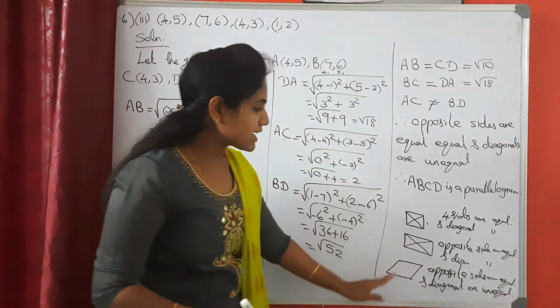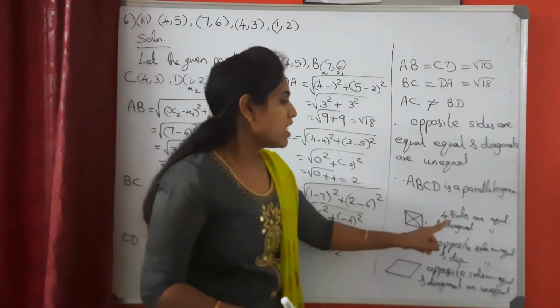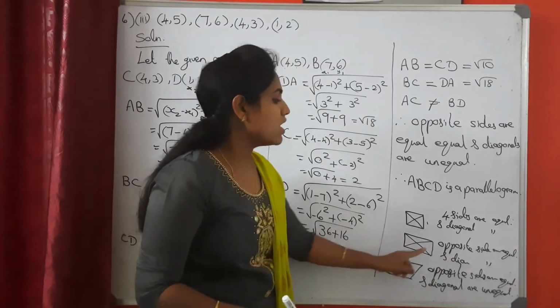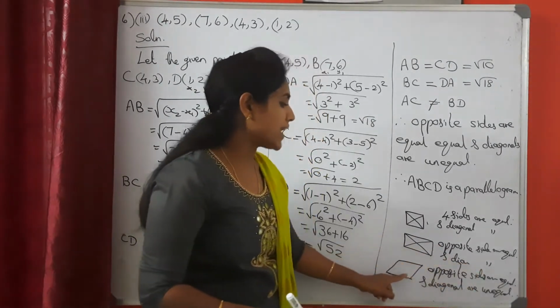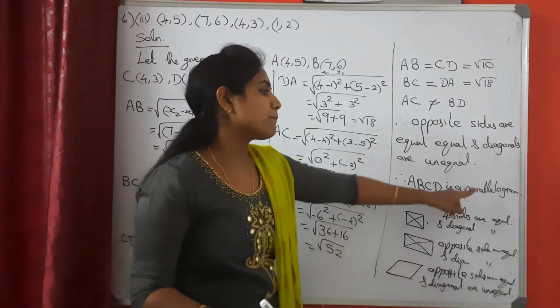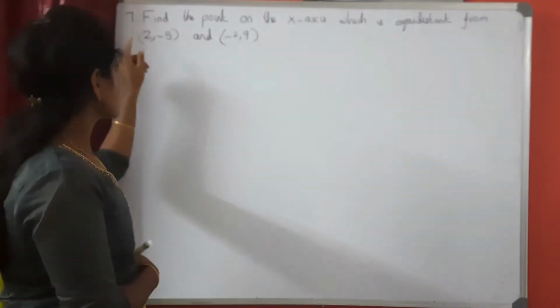Then you just check the condition. Four sides are equal, diagonals are equal means that is a square. Opposite sides are equal, diagonals also equal means that is a rectangle. Opposite sides are equal and diagonals are unequal means that is a parallelogram.